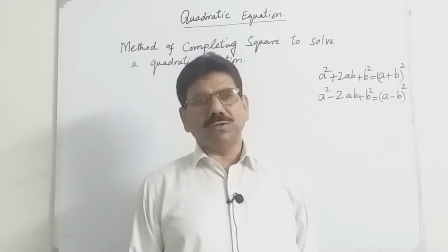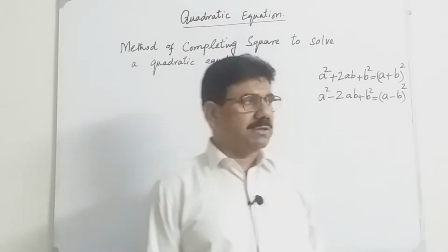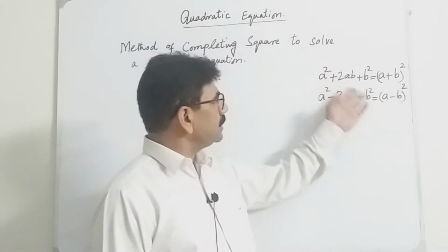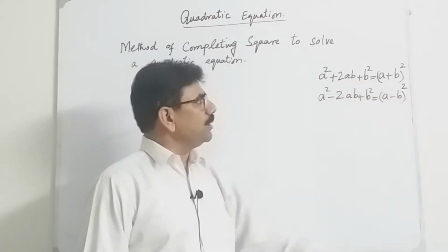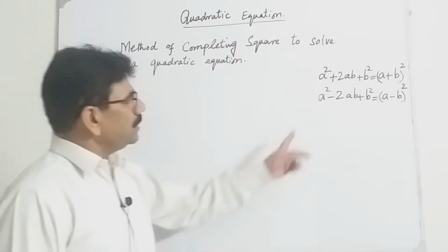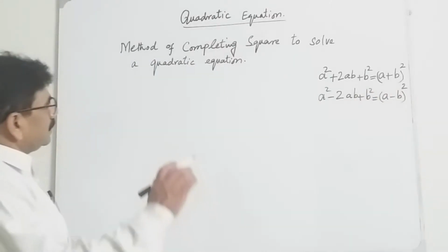Students, previously we discussed the method of factorization to solve a quadratic equation. Today we are going to discuss how to solve a quadratic equation by the method of completing square. For this we have to make use of famous algebraic identities: a square plus 2ab plus b square is equal to a plus b whole square, and a square minus 2ab plus b square will be equal to a minus b whole square.